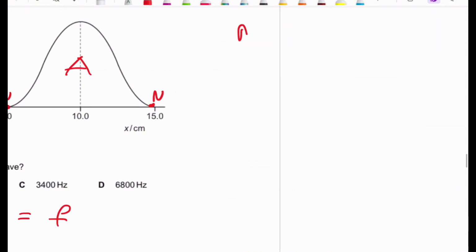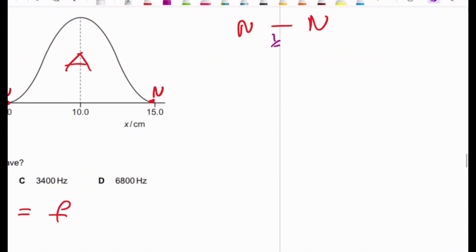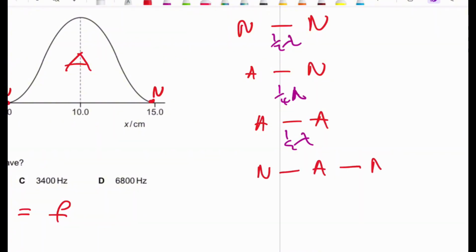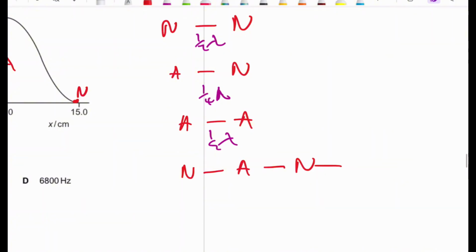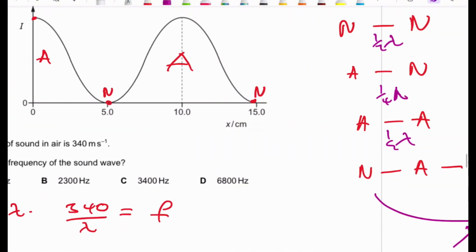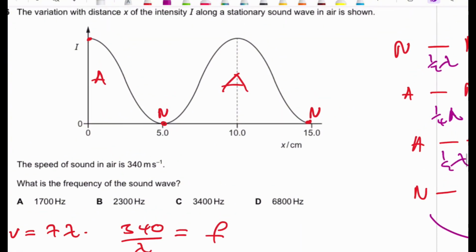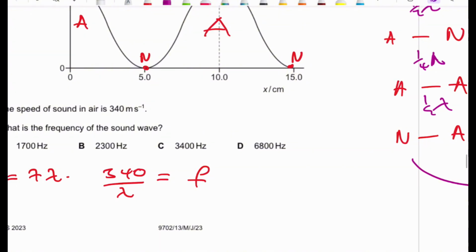And I know that from node to node, that's basically half lambda. From an antinode to a node, that's basically 1/4 lambda. From an antinode to an antinode, that's basically half lambda. From a node, an antinode, to another node, and another node, that's basically going to be lambda. So from a node to a node, that is going to be half lambda.